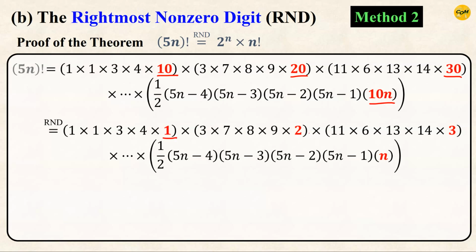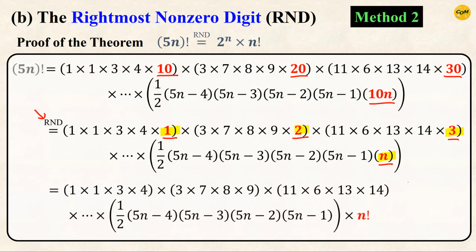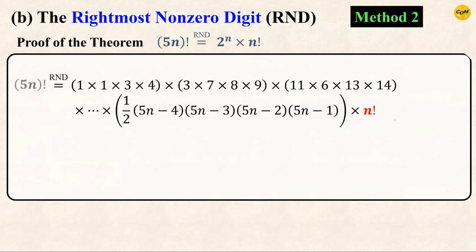Here, we can divide each of these numbers by 10 using the equal R&D notation. So instead of multiples of 10, we now have consecutive natural numbers, which gives n factorial. So now we have this. Now let us take a look at each group.